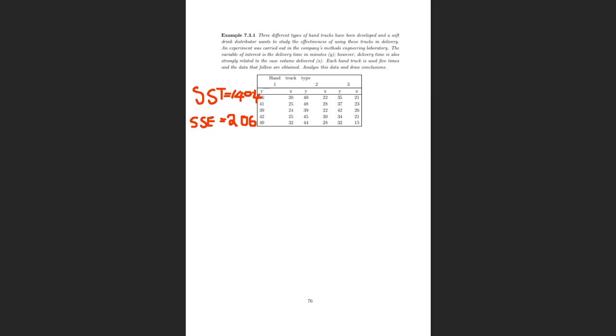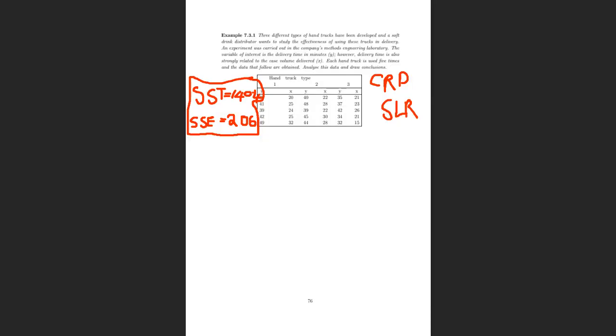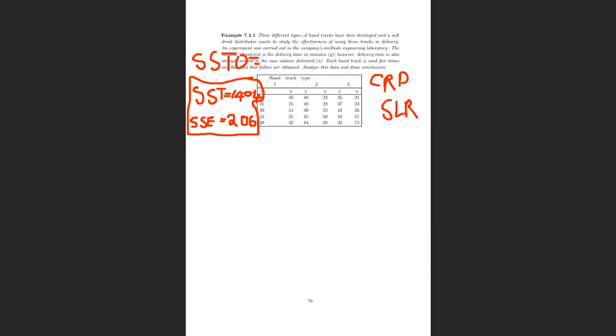No, I'm not. You will need this information. Even if I didn't say ignore the values of X, you will need this from CRD. Remember, this problem is the combination of CRD and simple linear regression. So from CRD, we managed to find SSTO. We managed to find SSTO, right? These three pieces of information are from the CRD, right?